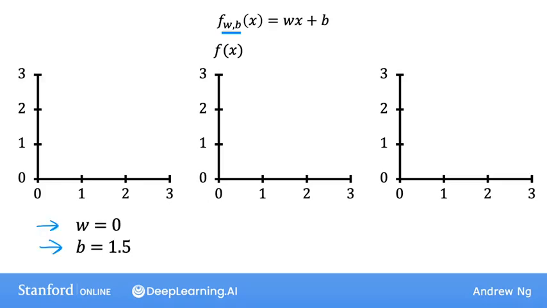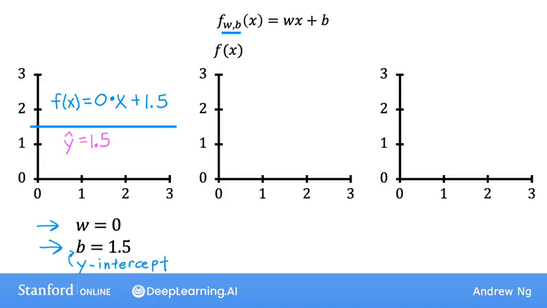When w is equal to 0 and b is equal to 1.5, then f looks like this horizontal line. In this case, the function f of x is 0 times x plus 1.5, so f is always a constant value. It always predicts 1.5 for the estimated value of y. So y hat is always equal to b, and here b is also called the y-intercept because that's where it crosses the vertical axis or the y-axis on this graph.